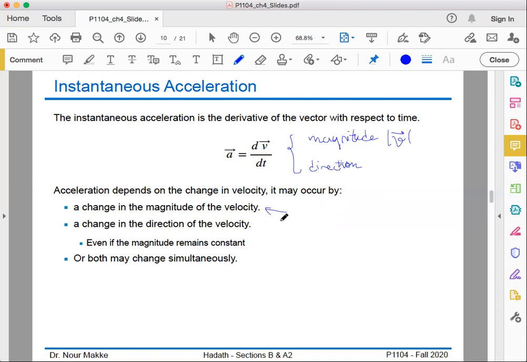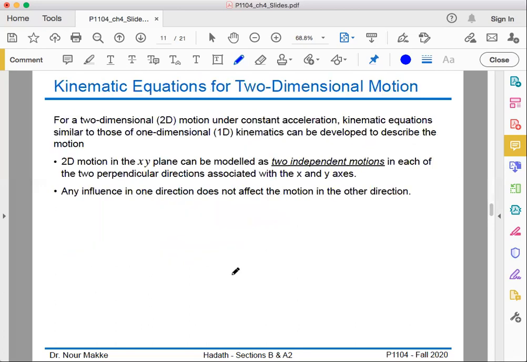It could be as a change in the direction. And in this case, you could have also the magnitude constant. And it could be both of them. So either you have a change in the magnitude of the velocity while the direction is fixed, or a change in the direction of the velocity while the magnitude is fixed, or both the magnitude and the direction are changing as a function of time. And we are going to see some examples of these different cases.